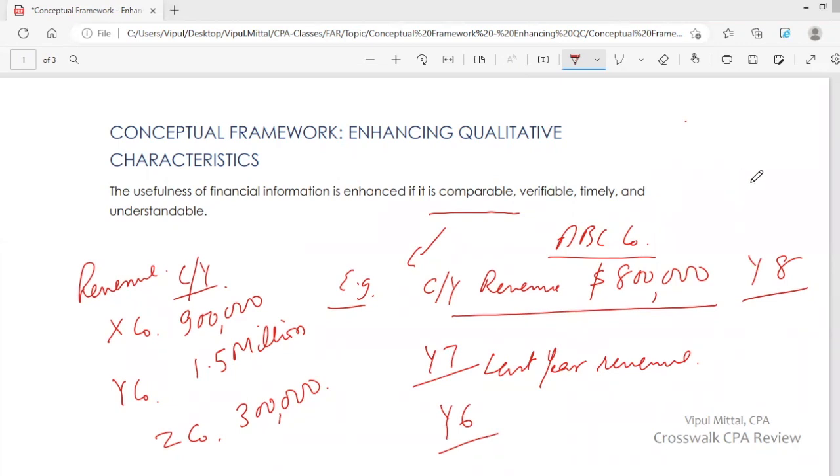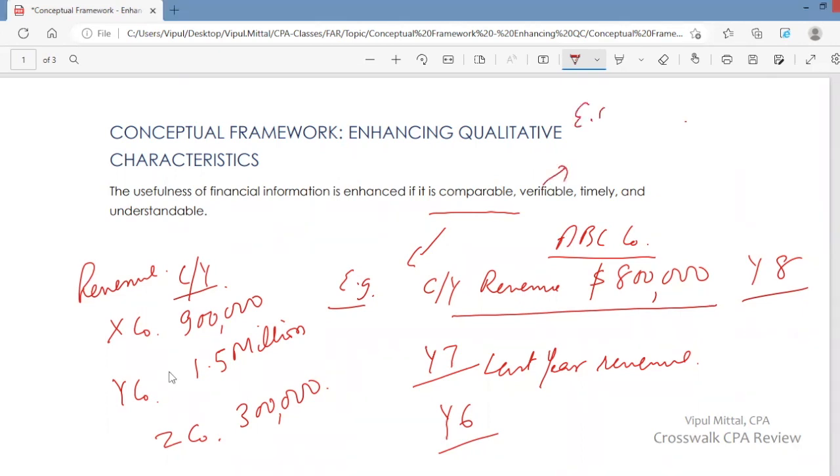If financial information is verifiable, then it enhances the usefulness of financial information. That is, different observers could reach consensus. So different people, different experts would reach consensus, would agree that, okay, yes, the representation is faithful, information is complete, neutral, without errors. Different experts would reach the same conclusion.